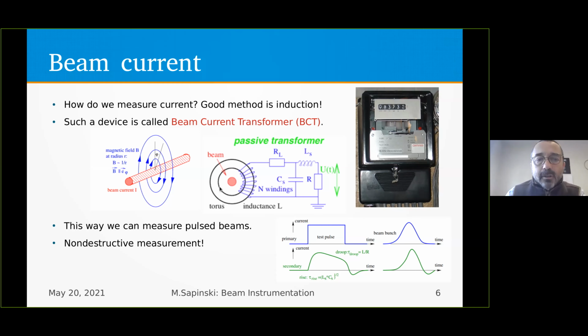Then the next very important thing is beam position measurement. Beam position measurement uses again the electromagnetic induction. How does it work? There are several ways of doing that, but this is the way which is used in machines like hadron therapy machines, where beams are not very fast and the bunches are actually very long. It's called the shoebox cavity.